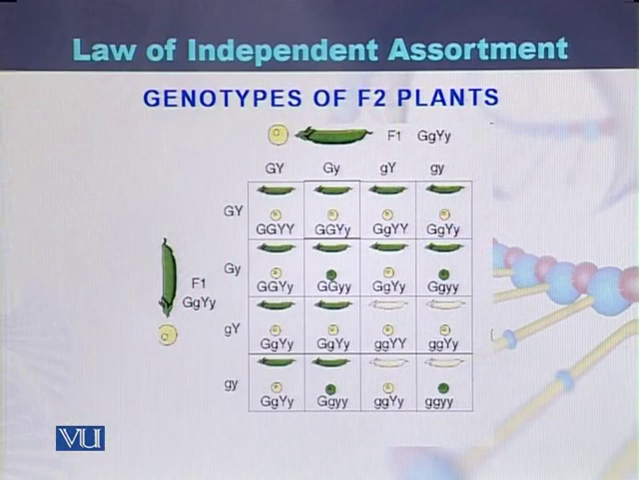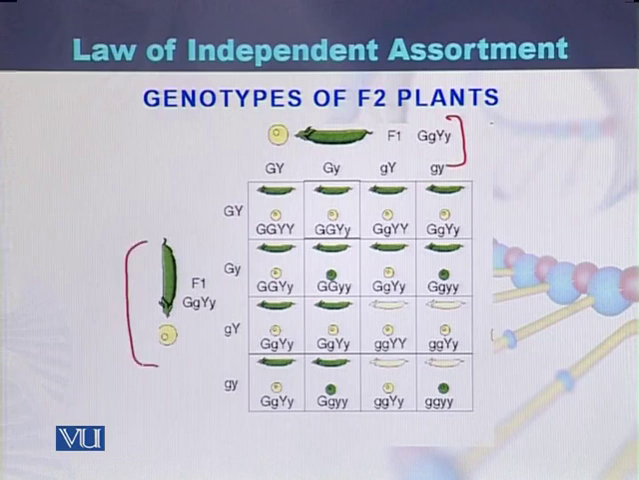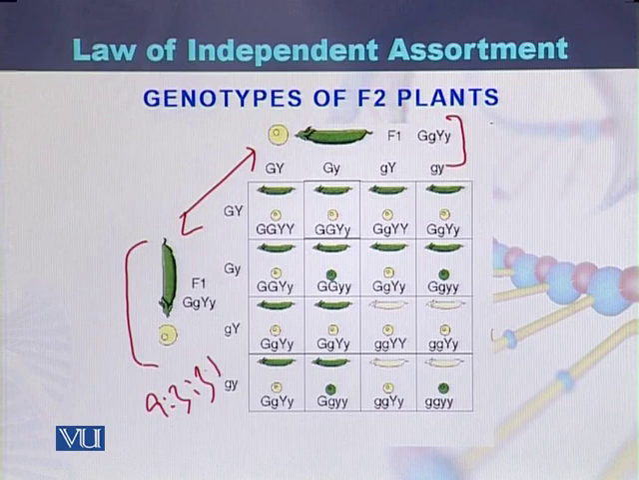9:3:3:1. Here we can understand the cross or the genotypes of the F2 generation. So this is the genotype of F1 plants. Here is the genotype of F1 plants. These plants were cross pollinated. When these plants were cross pollinated, the ratio which appeared in the F2 plants was 9, 3, 3 and 1 instead of 3 to 1. That was the result of the dihybrid cross.